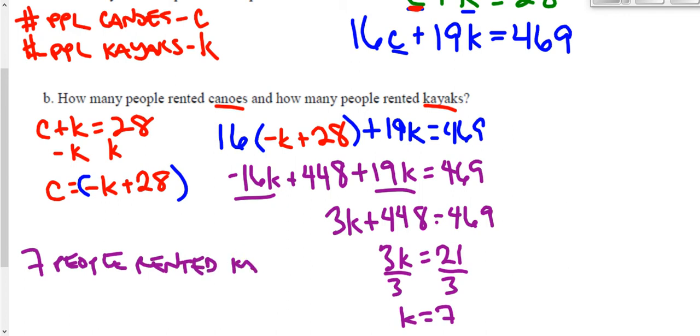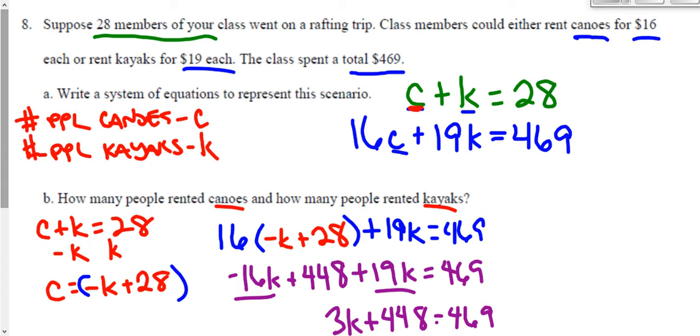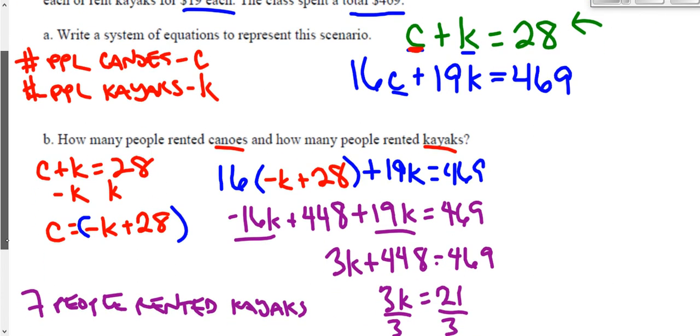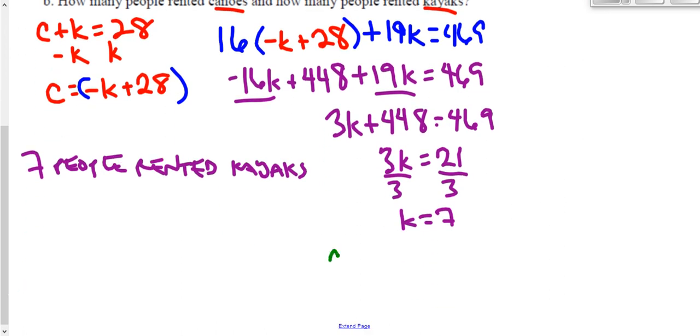Now all I have to do is plug this number back into any of my original functions to figure out how many people rented canoes. I'm going to choose the top equation to plug this back into because it's a very easy equation. C plus K is 28.